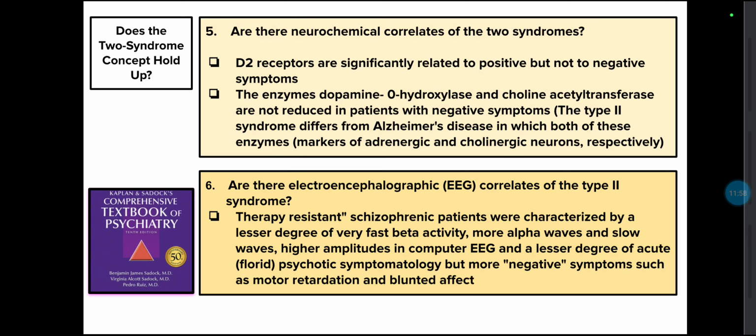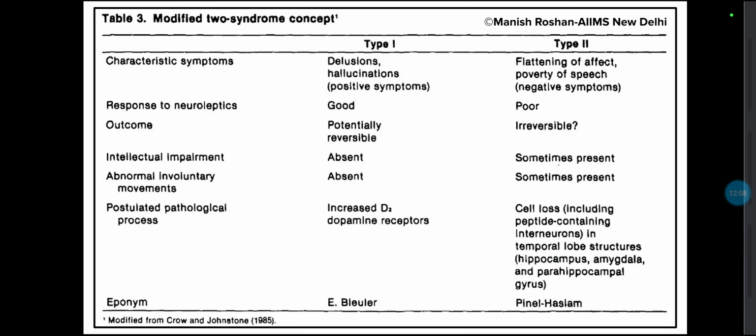So here were the 6 questions that were given in the original article, and they also help us to decide whether the concept of the 2 syndrome holds in the current scenario or not. So more study was conducted by Crow, and later on he came up with the modified 2 syndrome concept.